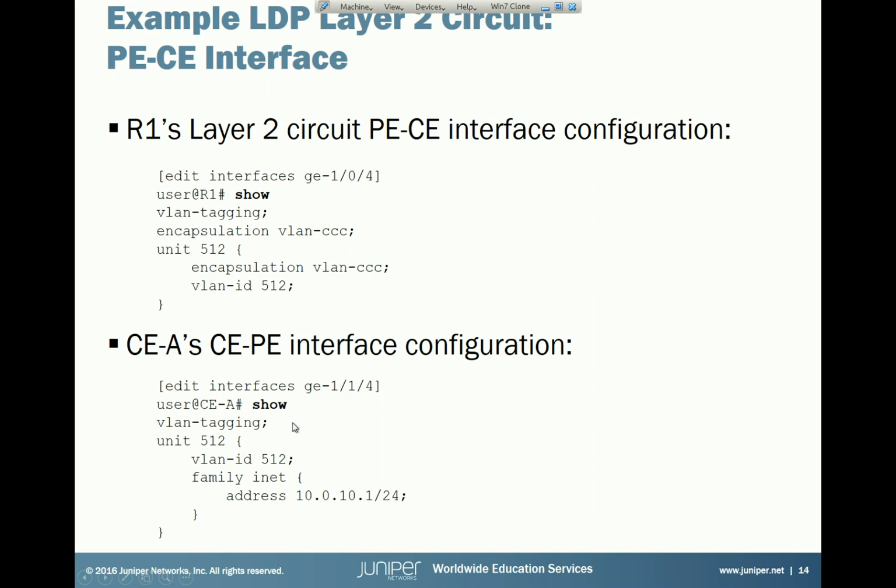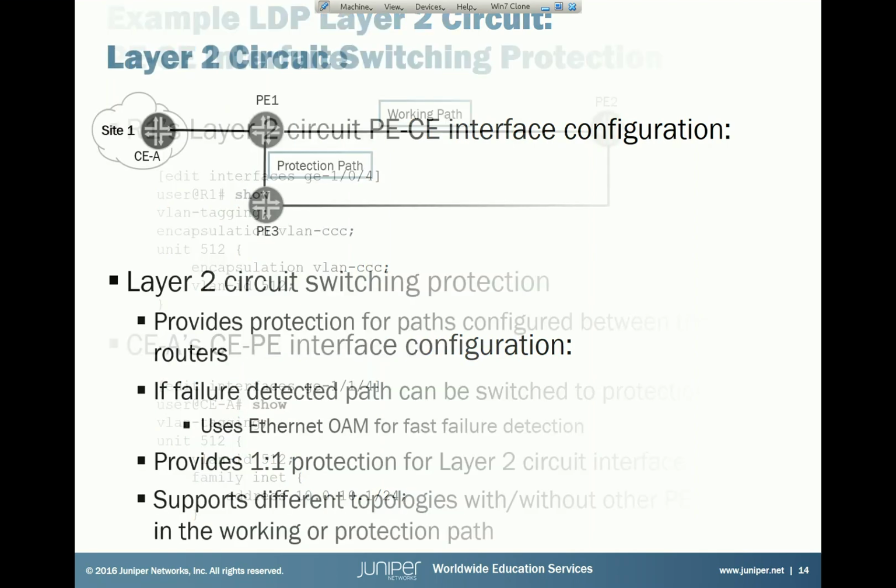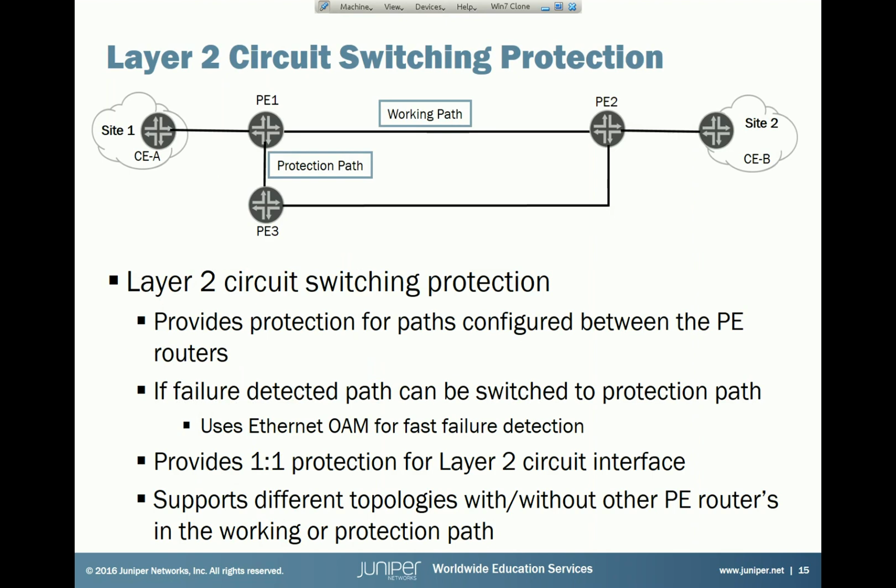And on the C, we are just users of the service, so we just define an IP interface with VLAN tag 512, that's it, but no special configuration. Those frames are going to be transported via our layer 2 circuits. So as you've seen, the configuration is actually really simple.